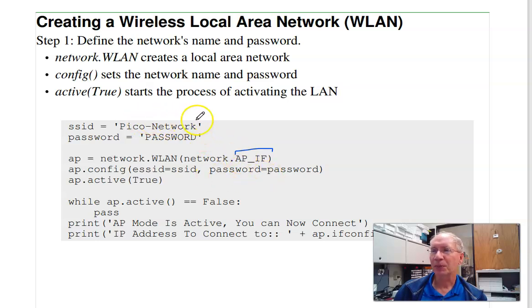The AP configure sets up the network with the network name and password. Here the network name is Pico Network and the password is password. Again, doesn't have to be real secure. This is just for test purposes. I will then try to turn on the network. What this one does is it keeps on looping until the network is active. And once it's active, I'm going to print out the AP, your network is active, and here's the IP address.